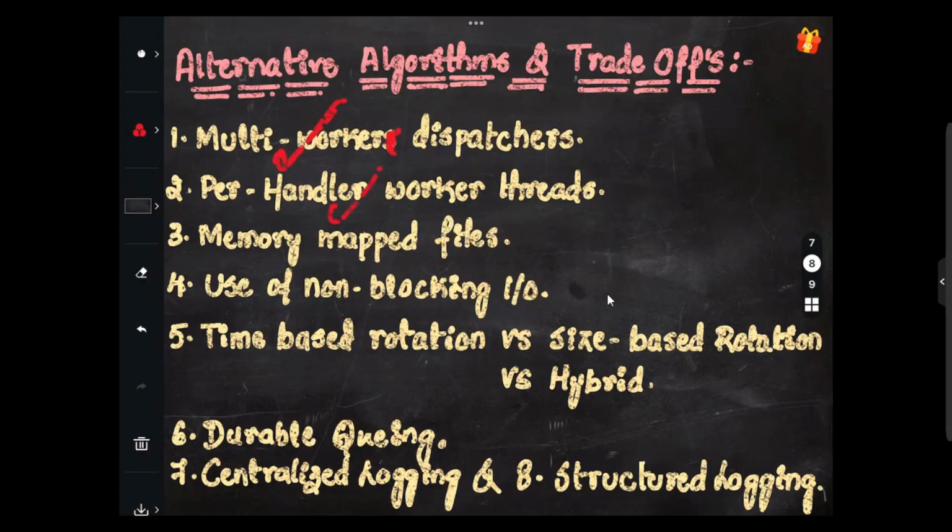Next, let's go with per-handler worker threads. It isolates the slow sinks. Just for the sake of example, we can consider remote here. A slow remote sink doesn't slow the console or the file. The complexity here is more threads and ordering differences. Yep, so this is one of them.